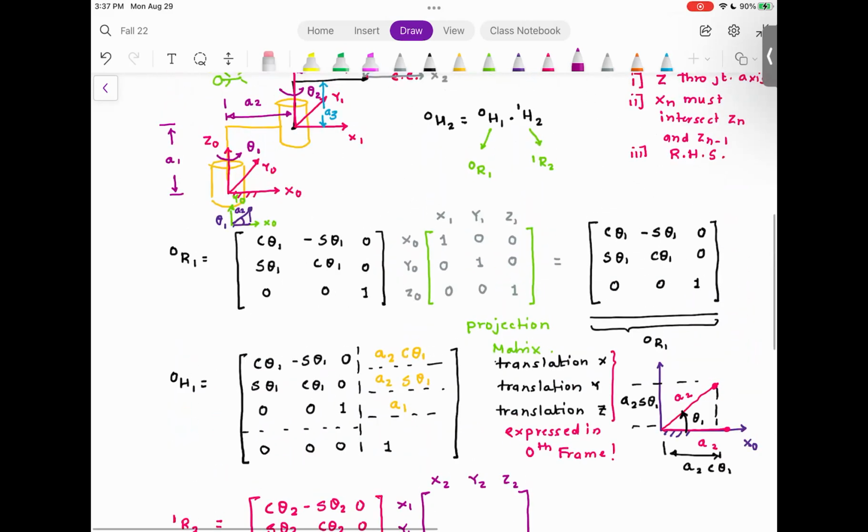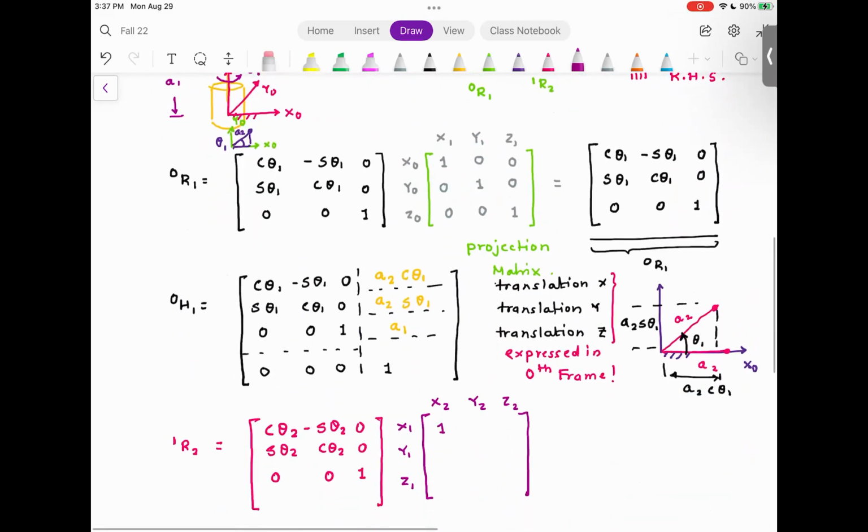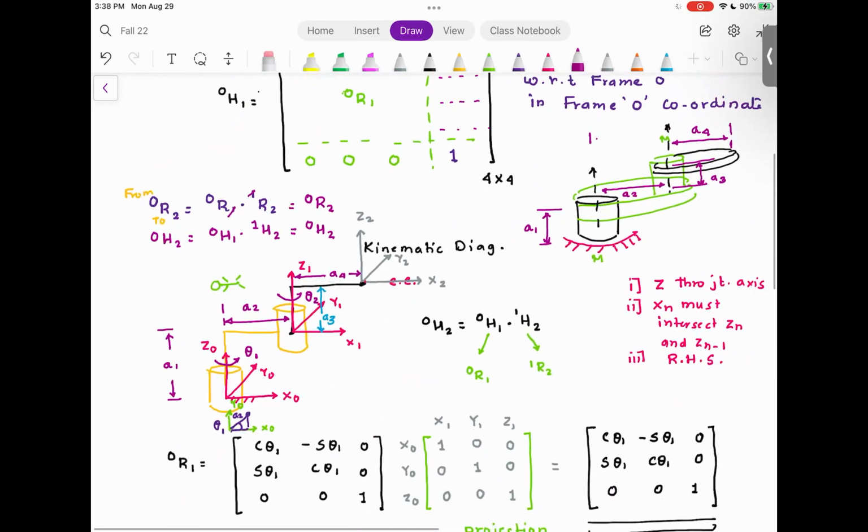So now again, same logic. Can you see that x2 is aligned with x1? X2 is in the same direction as x1. Y2 is in the same direction as y1. Z2 is in the same direction as Z1. Agreed? So it will be 1, 1, 1. Everyone understood this?